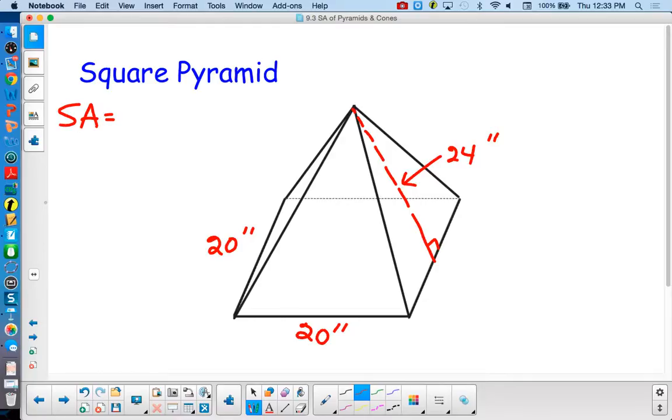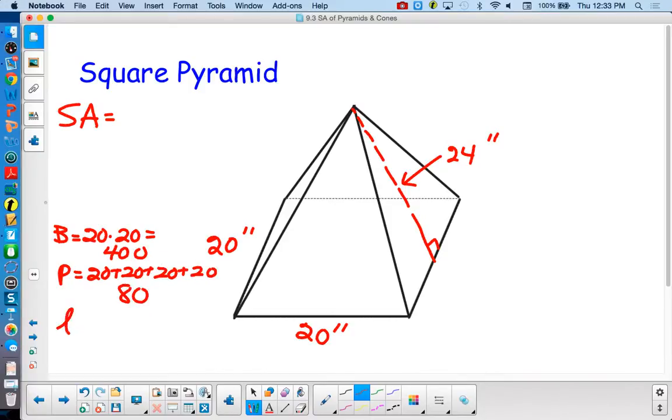I'm going to make my list of separate things, see if it matches up with what you've got. Okay, base area should be 20 times 20, so that's 400. Perimeter should be 20 plus 20 plus 20 plus 20, which should be 80. And the slant height is 24. So if you got all of those, then the formula, write it down and then fill it in.